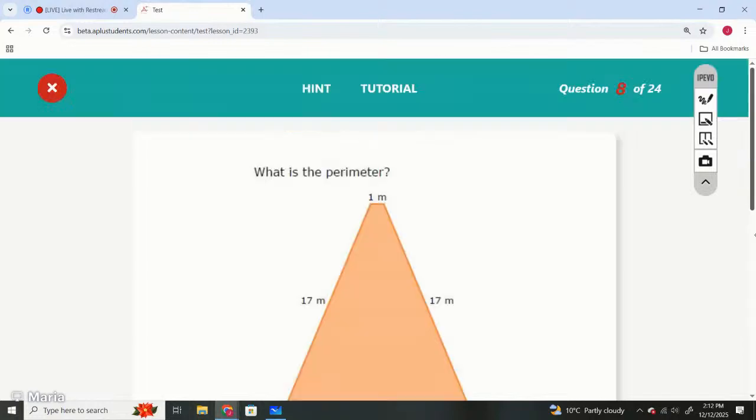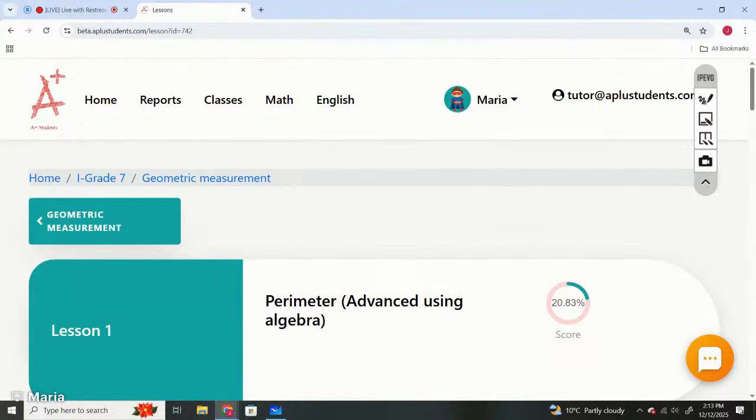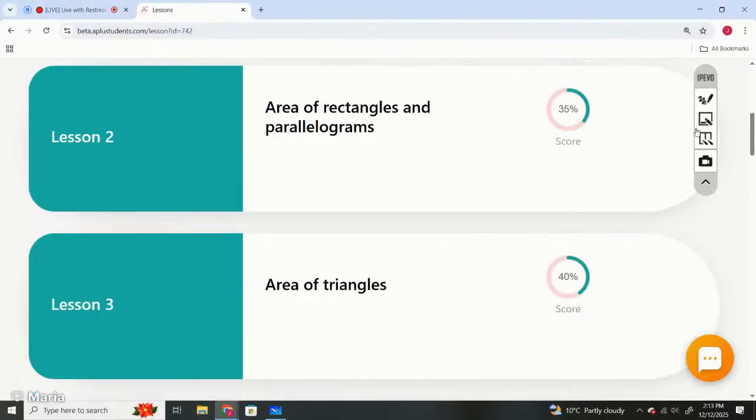Okay, you can complete the lesson by yourself later today. Let me move on to the next lesson. The next lesson is area of rectangles and parallelograms.